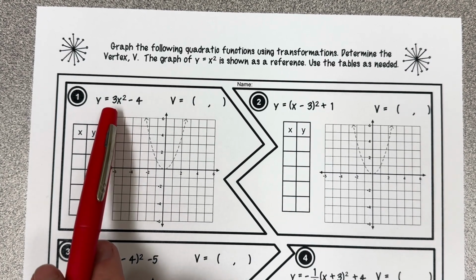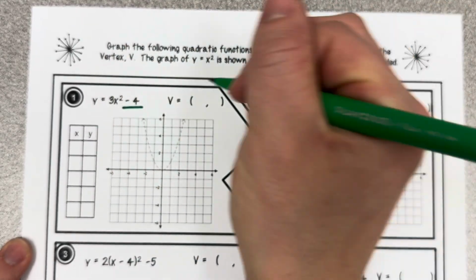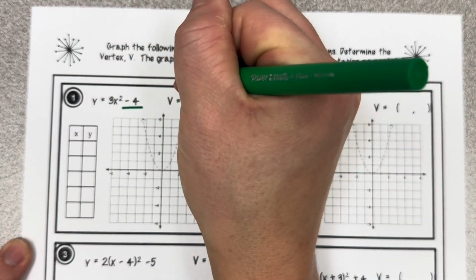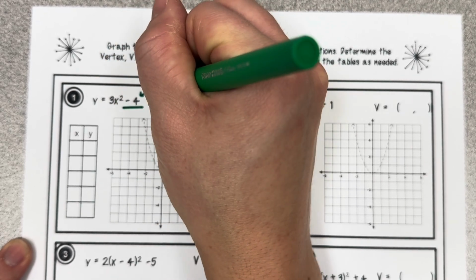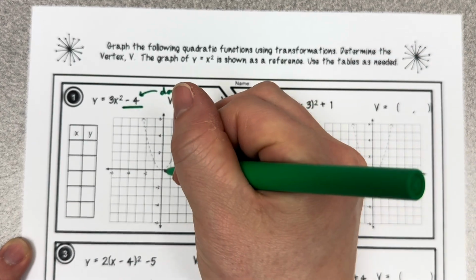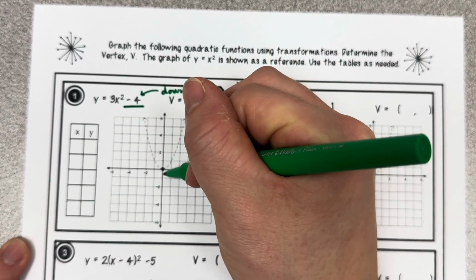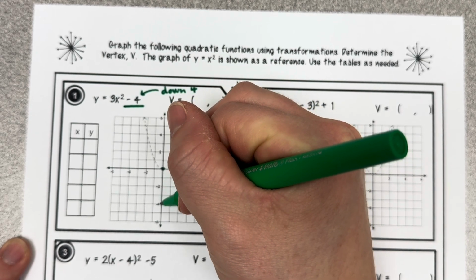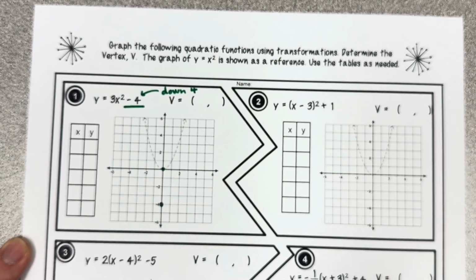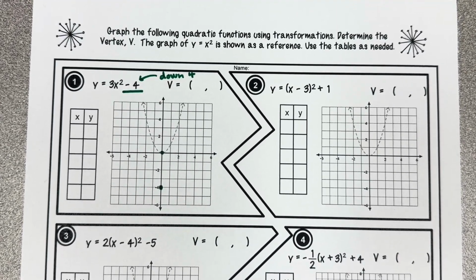Okay, so first thing that I notice is that I see this -4 on the outside of the parentheses. So that is going to tell us to move down 4. So that means I'm going to take this point, this 0, 0, and move it down 4 spaces. 1, 2, 3, 4.